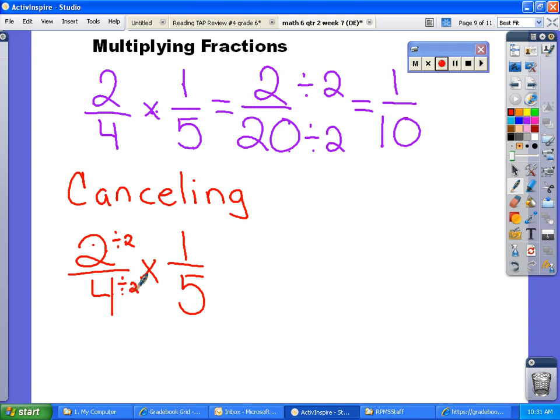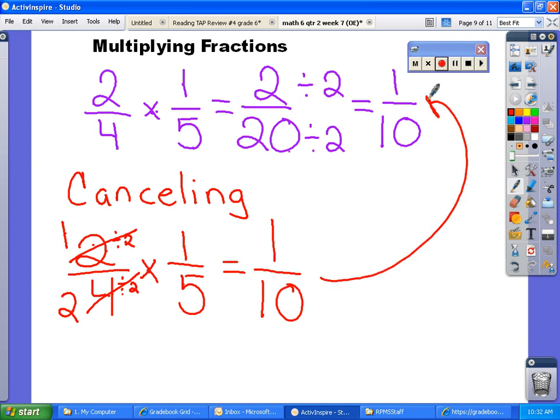So what's 2 divided by 2? I'm going to cross that out and put my answer 1. What's 4 divided by 2? 2. So I'm going to cross out that 4 and put a 2. Now I'm going to multiply my new numbers. 1 times 1 equals 1. 2 times 5 equals 10. And as you see, we get the same answer. Up top, we multiplied and then we simplified. On the bottom, we simplified or canceled before we multiplied.